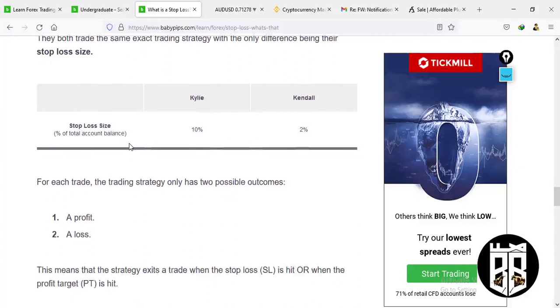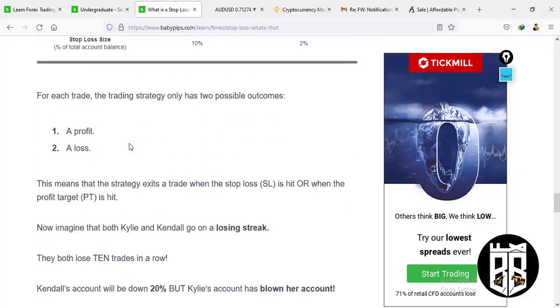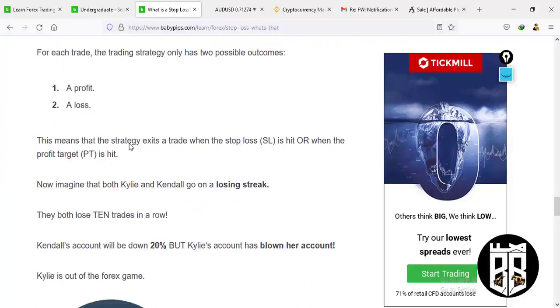The same trading strategy only has two possible outcomes: one is take profit, while the other is a loss. This means that the strategy exits when the price hits either the take profit or the stop loss. Now let's say both of them go on a losing streak. They both lose 10 trades in a row.